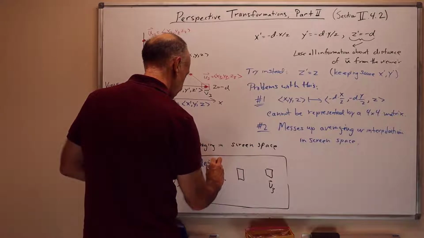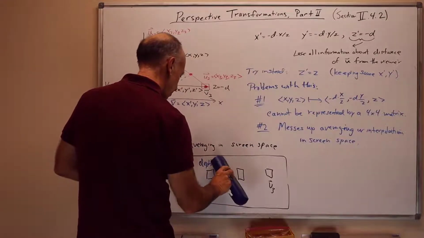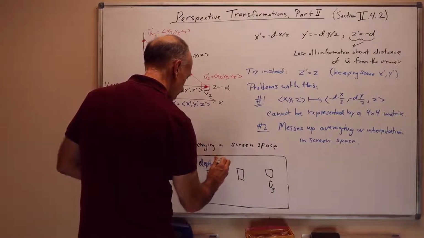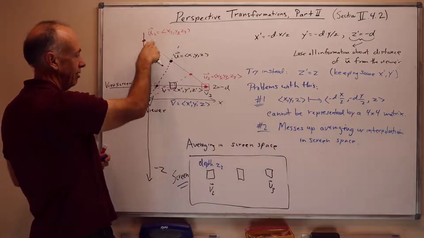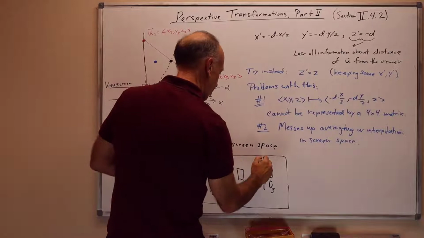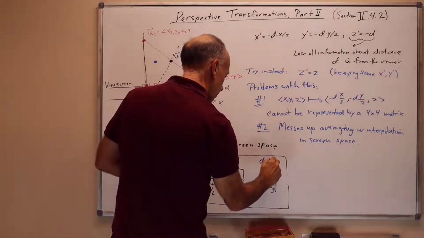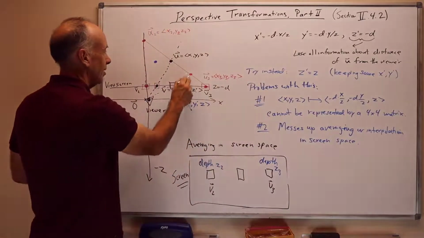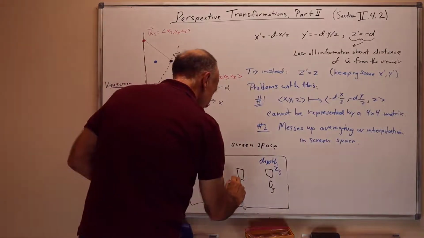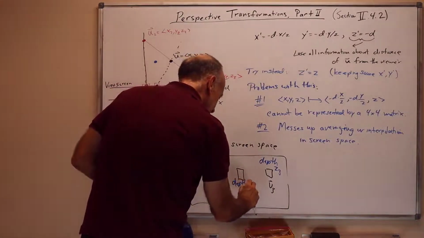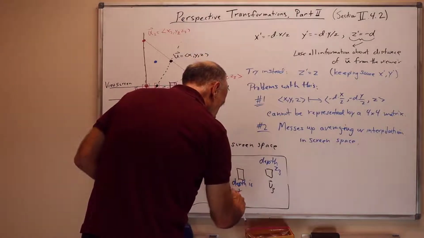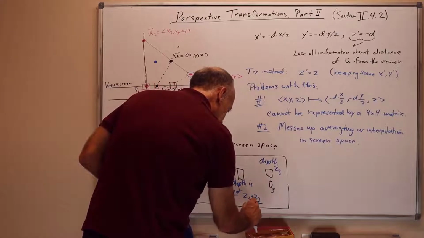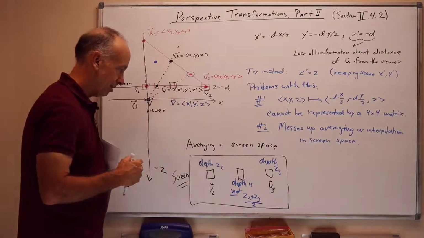So the depth would be z of v2. The depth value would be Z2 because that was the Z value for u2. And the depth value for v3 would be Z3, but the middle point here, the depth is not the average of Z2 and Z3. It's not equal to Z2 plus Z3 over 2.